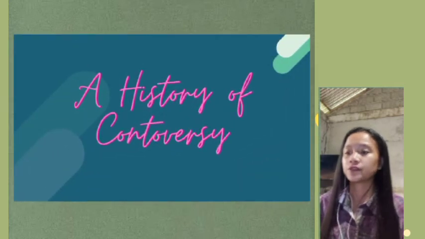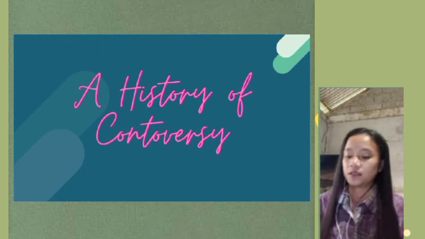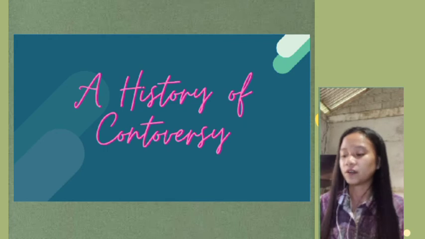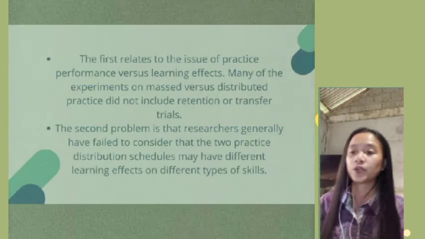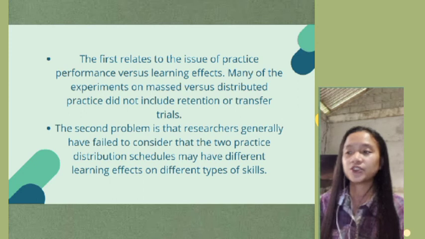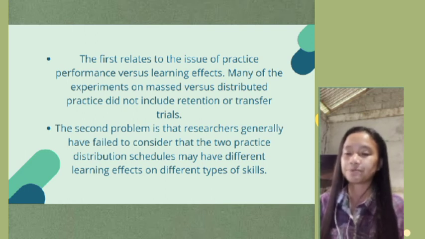A history of controversy. The controversy is evident in reviews of this literature as well as motor learning textbooks. Both provide a variety of answers to the practice distribution question. Two problems underlie the controversy surrounding these issues. Number one, the first relates to the issue of practice performance versus learning effects. Many of the experiments on massed versus distributed practice did not include retention or transfer trials.